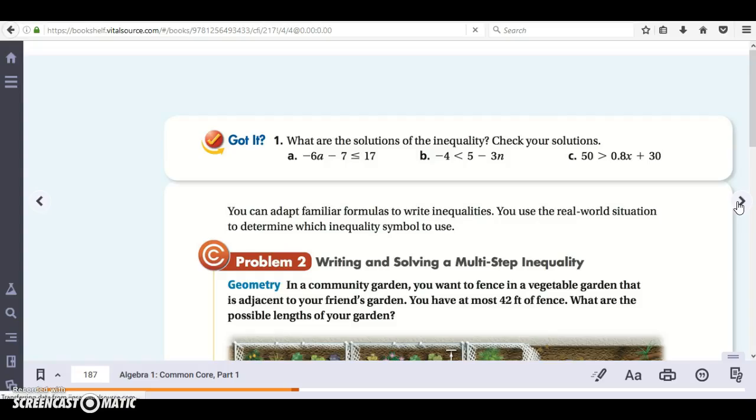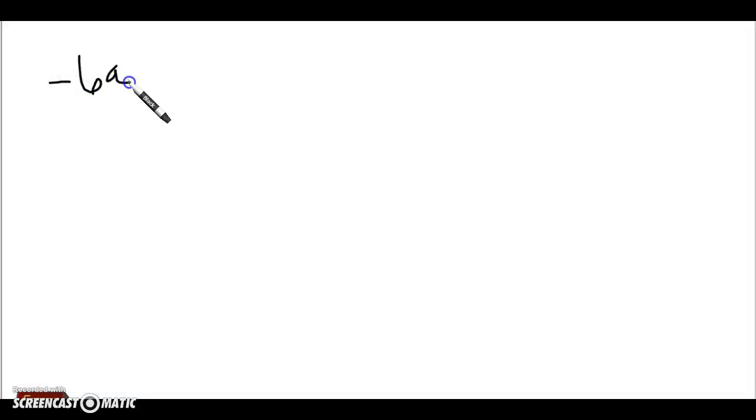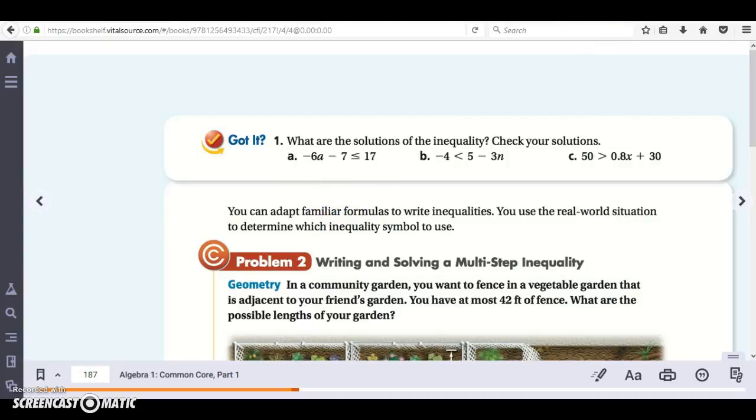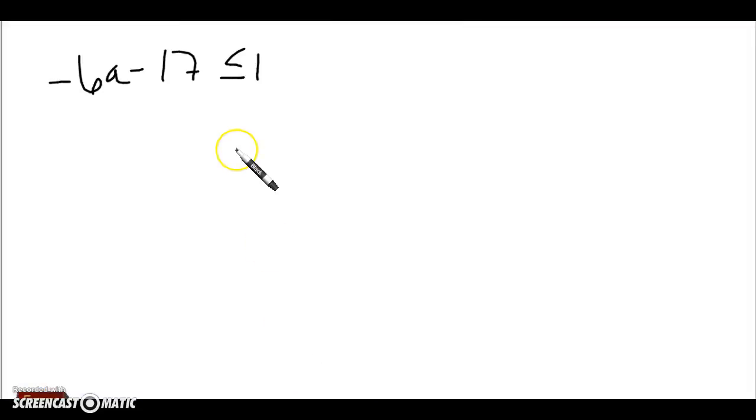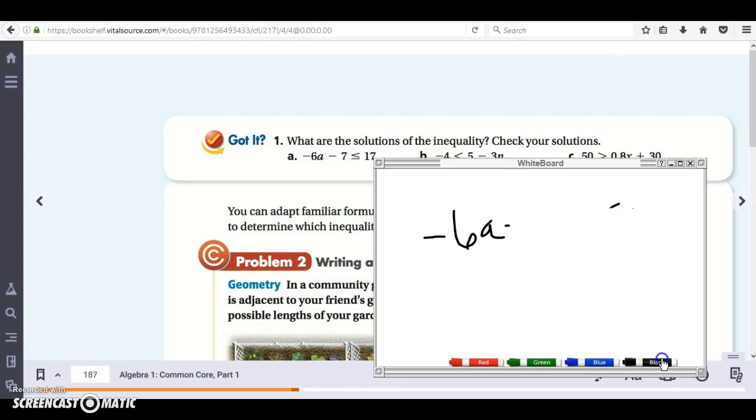So now, let's try a few on our own. So the first one is negative 6a minus 7 is less than or equal to 17. I think I wrote that wrong. Let me check it out. Now it's minus 7, not 17. Okay, we have negative 6a minus 7 is less than or equal to 17.